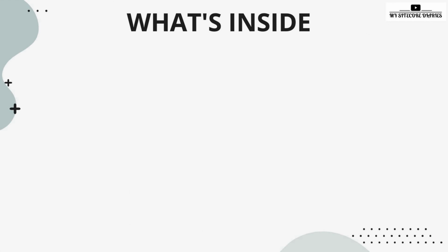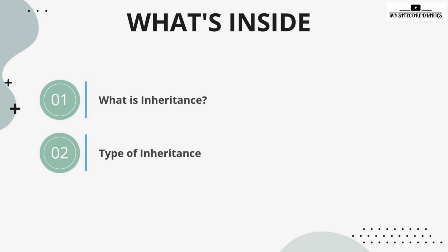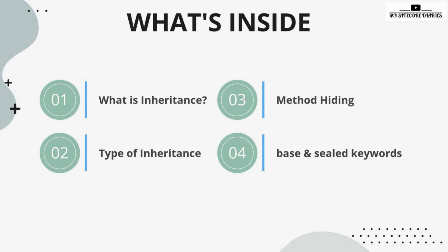So what we are going to see in this video, first of all, we will see what is inheritance. Then we will see what are the different types of inheritance we have. Then we will see how to hide the base class method, so basically the concept of method hiding, and then we will see why to use base and sealed keywords.